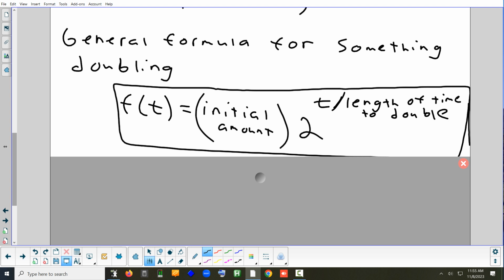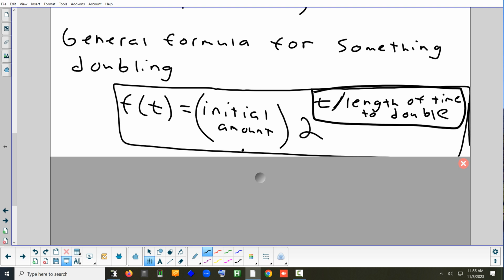It still uses an initial amount. But the exponent, we just have to be careful, is t divided by the length of time to double. Because let's say something took 10 months to double. After 10 months, how many times would it have doubled? Depends on the rate. If it doubles every 10 months, it would have doubled once. It wouldn't have doubled 10 times in 10 months. Not if it takes 10 months to double.